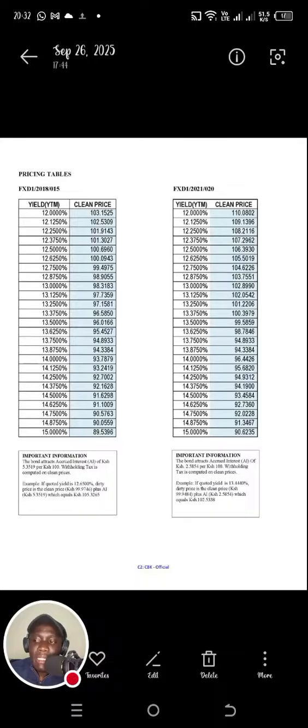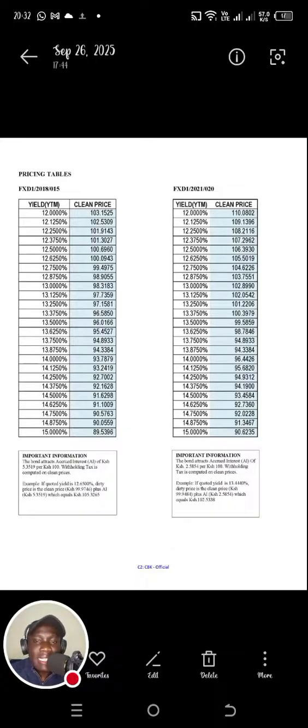But don't make a mistake. Both competitive bidders and non-competitive bidders will still be paid interest at the same coupon rate. The coupon rate is fixed and it is not changing. What differentiates competitive and non-competitive bidding is the initial price that they pay for the bond. Look at these tables very carefully.